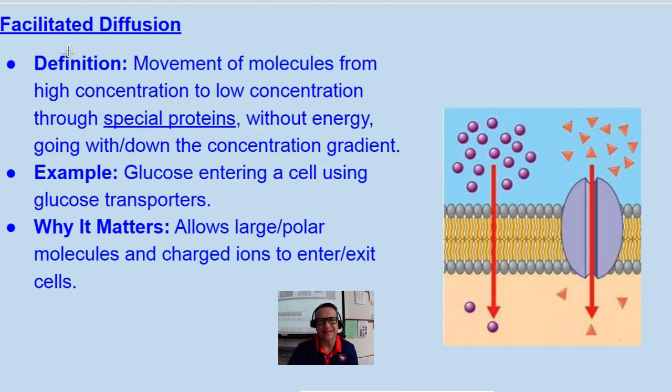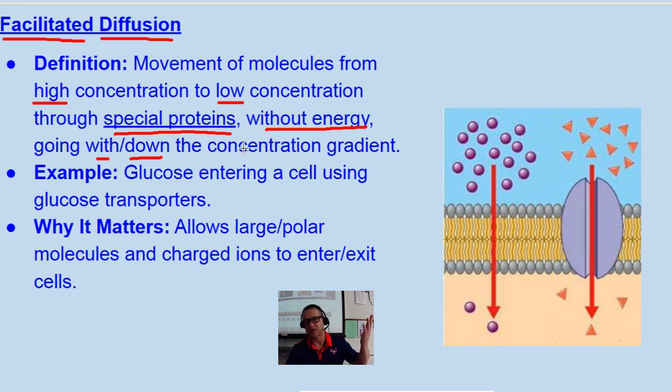All right, and now our second type of passive transport. Last time we had diffusion. Now we have something very similar. It's called facilitated diffusion. Definition: the movement of molecules from high concentration to low concentration, same as diffusion so far, but this time it's through special proteins. These special proteins act as doors or channels or tunnels. Still uses no energy, just like regular diffusion. And like diffusion, it goes with or down the concentration gradient from high to low concentration. The only difference is it requires a door, it requires a protein for these things to go in and out of the cell.